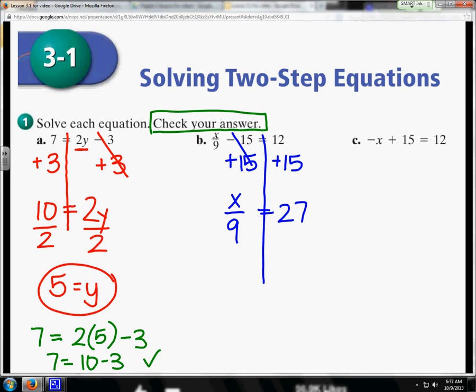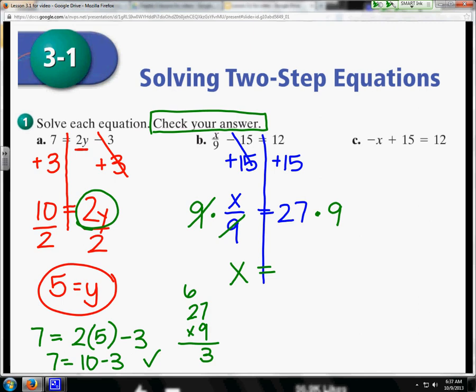Now, this is x divided by 9. Completely different than what we had over here, which was 2 times y. This one was multiplication, so I divided. This is division, so I multiply both sides by 9. These two cancel out. I get x, and then I have to just do 27 times 9. 9 times 7 is 63. 9 times 2 is 18, plus 6 is 24.